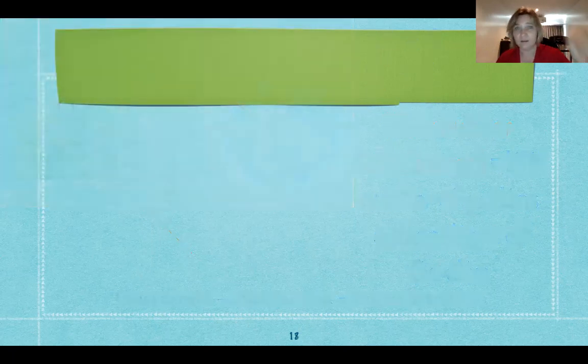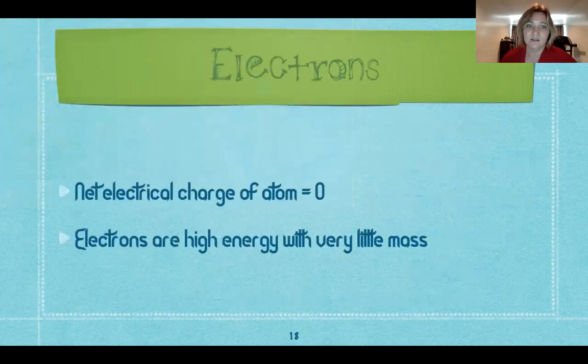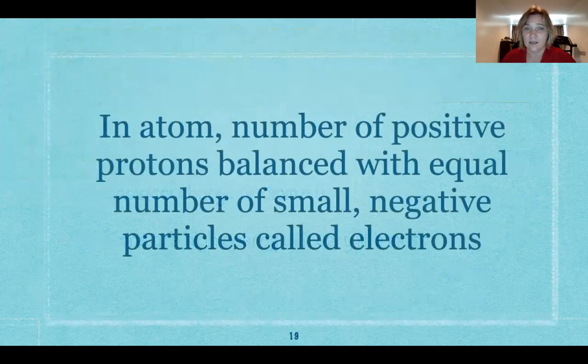But moving on. Electrons. I just talked about that. The number of protons and electrons have to be equal.